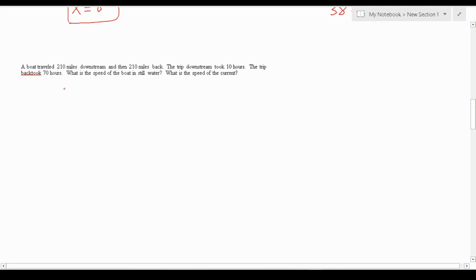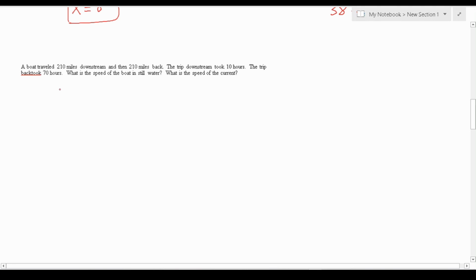The question says a boat traveled 210 miles downstream and then 210 miles back. The trip downstream took 10 hours. The trip back took 70 hours. What is the speed of the boat in still water? What is the speed of the current?